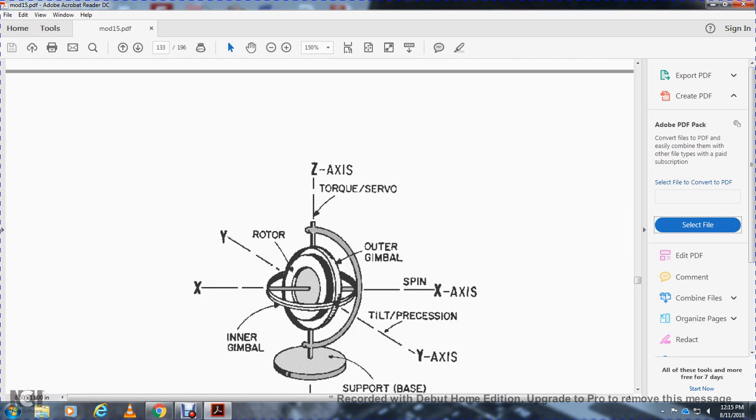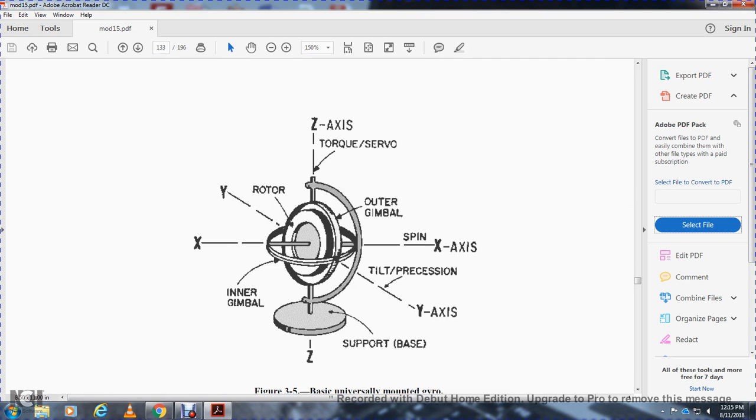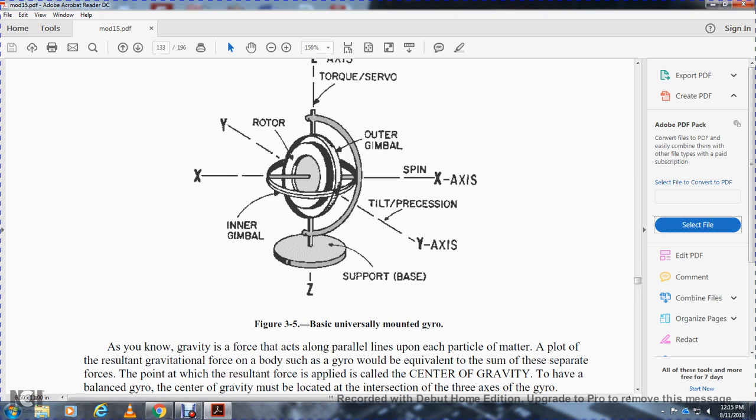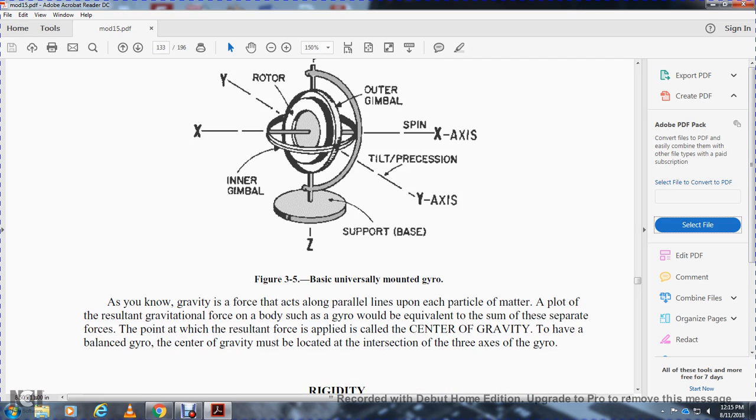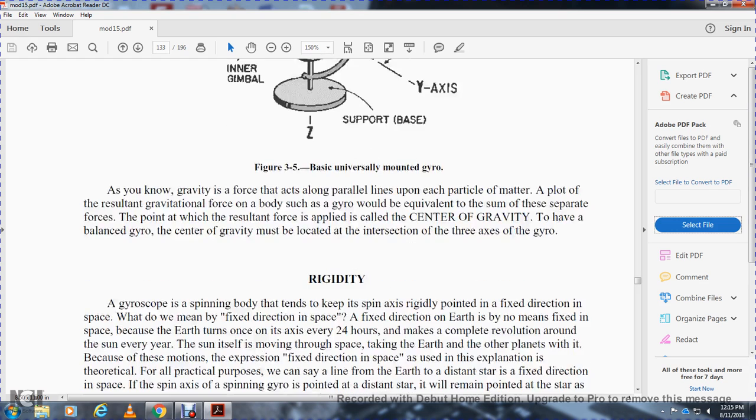The figure shows the Z-axis torque servo, rotor, inner gimbal, outer gimbal, spin axis, tilt positions, Y-axis, and support base. As you know, gravity acts along parallel lines on each particle of the body. The resultant gravitational force on the gyro equals the sum of these separate forces. The point where the resultant force applies is the center of gravity. To have a balanced gyro, the center of gravity must be located at the intersection of the three axes of the gyro.